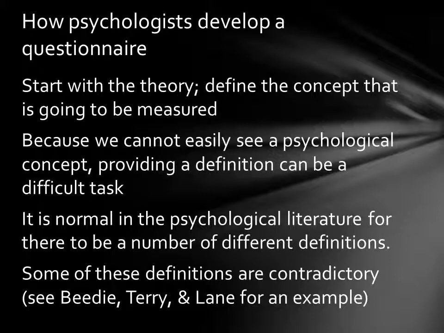But because we can't easily see psychological concepts, providing a definition can be difficult. And it's normal in the psychological literature for there to be a number of different competing definitions. Because you can't see it, people can construct different views of that concept, leading to different definitions. And some of these definitions can be extremely contradictory.